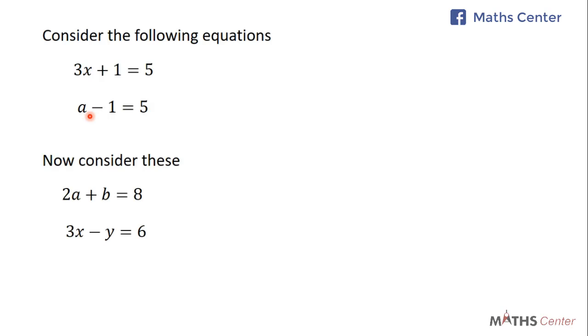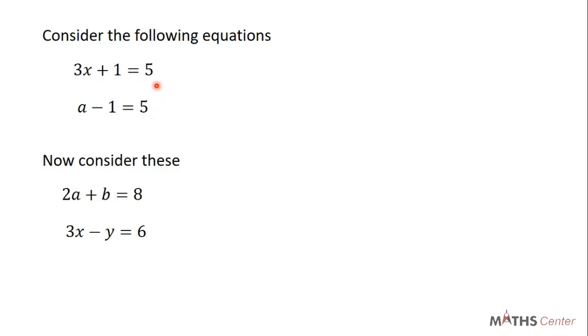Now, let's look at these equations too. In the same video on Introduction to Linear Equations, we saw that this equation here, 2a plus b is equal to 8, is also a linear equation. We explained that in detail. We also saw that 3x minus y is equal to 6 is also a linear equation. But you can see that there's a clear difference between these types of linear equations and these ones.